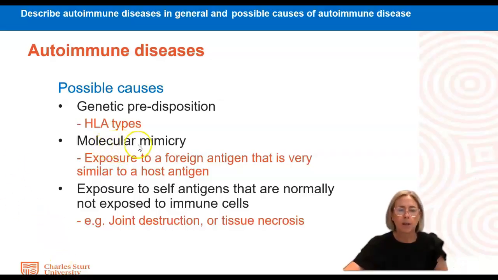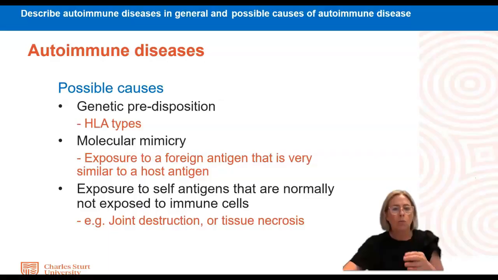The second one then is molecular mimicry, where exposure to a foreign antigen is very similar to a host antigen. So this can occur if somebody is exposed to a foreign antigen, right? That's going to stimulate an immune response. Now, usually when levels of that foreign antigen then decrease, the immune response is switched off. But with molecular mimicry, the immune cells and the chemical mediators keep attacking self-antigen because it's very similar to the foreign antigen that stimulated the immune response to begin with. And of course, that's going to cause tissue damage.